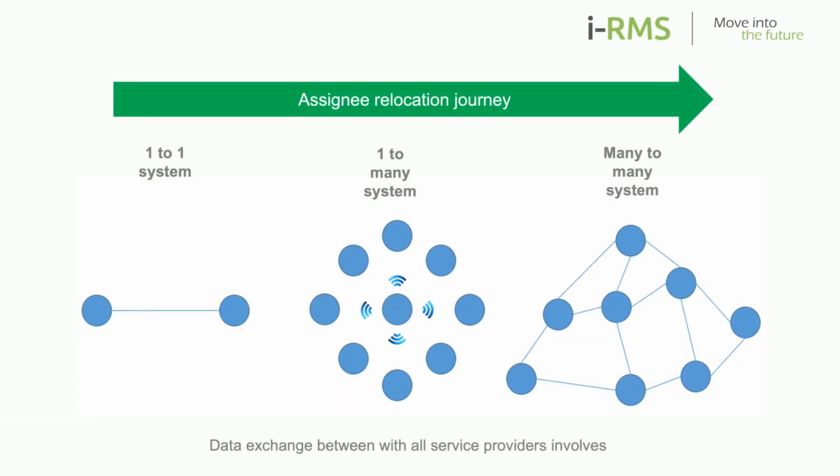As time goes by during the relocation process, the number of systems involved in data exchange gradually increases from one-to-one to one-to-many and eventually many-to-many.